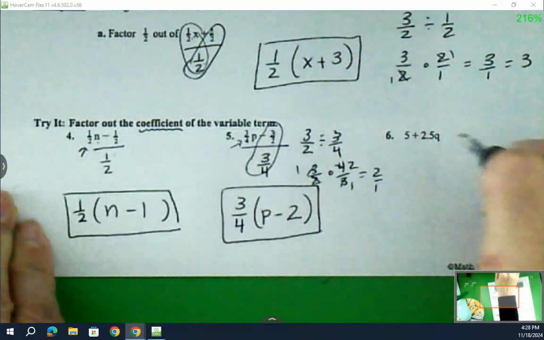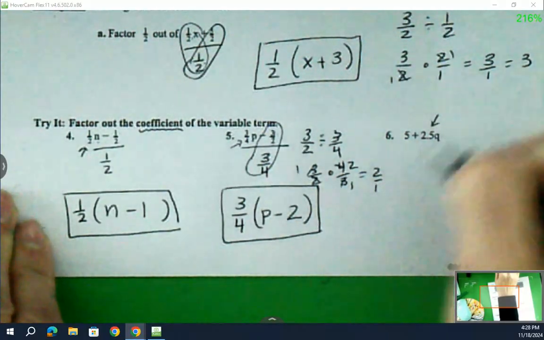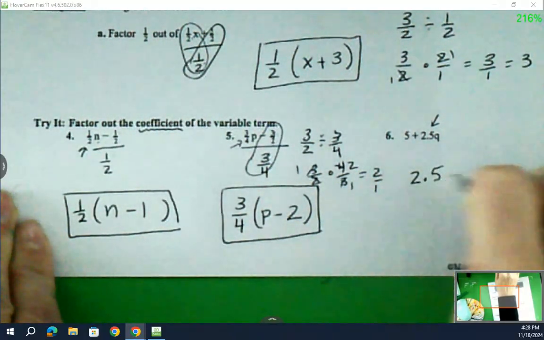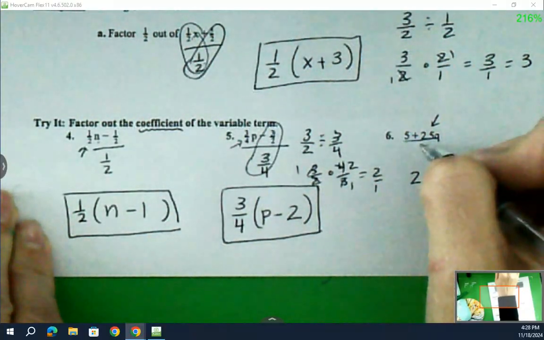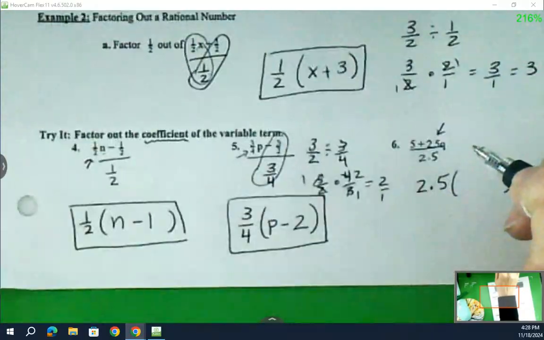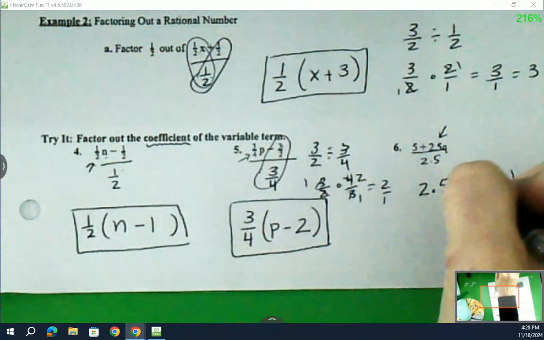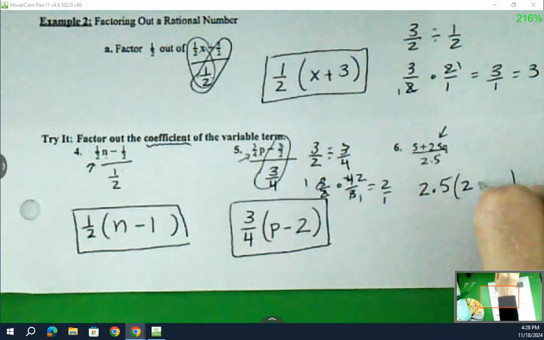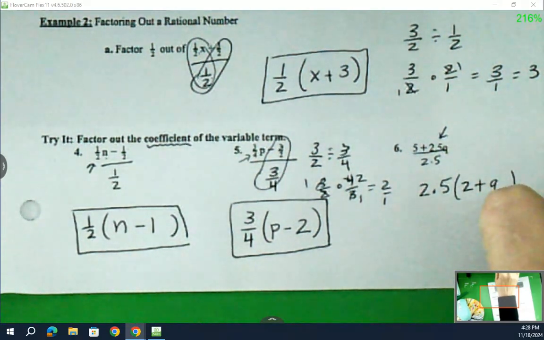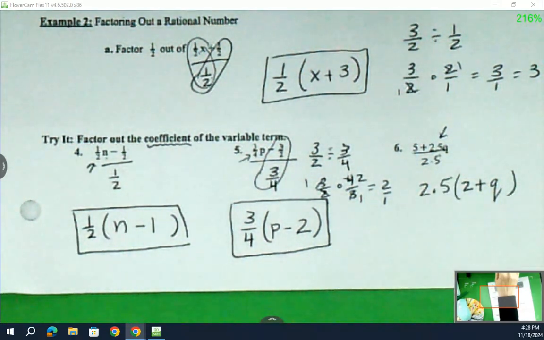Okay, and number 6, our coefficient is 2.5. So 5 divided by 2.5 is 2. And 2.5q divided by 2.5 is just q. 2.5 divided by 2.5 is 1. 1q is just q.